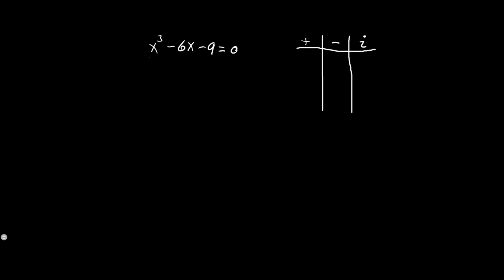Now we are going to look at the sign changes for positive solutions. So we have one sign change and then no sign change. So that tells us that we have one possible real solution. So now we have to go ahead and look at f of negative x to see if there are any negative solutions. So we just plug in negative x for x, and we get that we have negative x cubed plus 6x minus 9 is equal to 0.